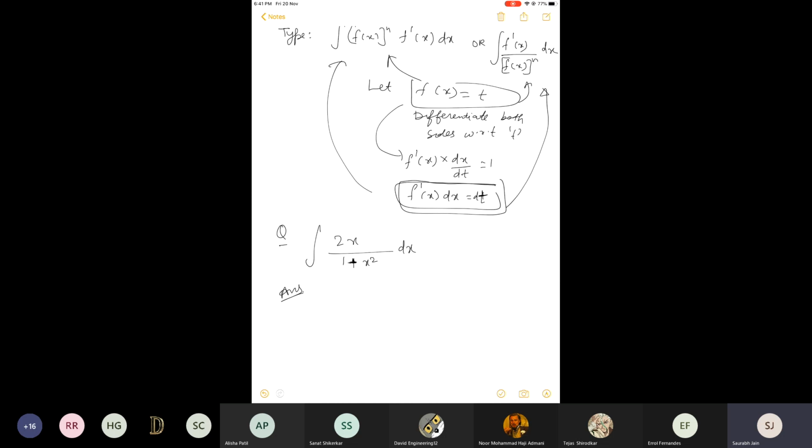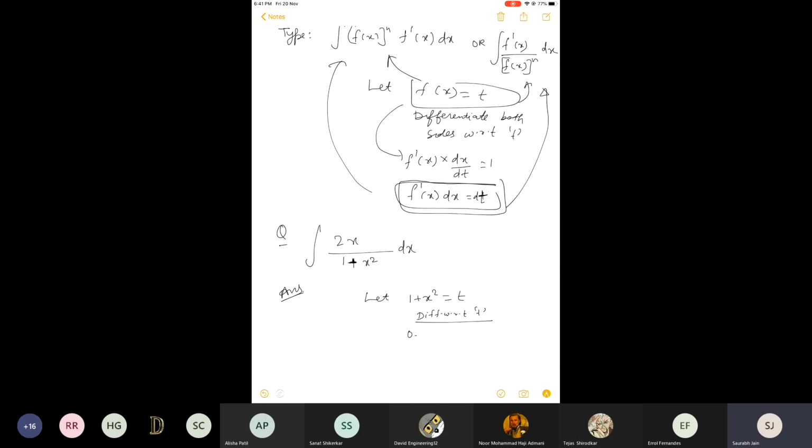Which term will you consider as f(x) and put equal to t? So 1 plus x square. Yes, correct. So you will start by putting 1 plus x square as t. You will differentiate both sides with respect to t.